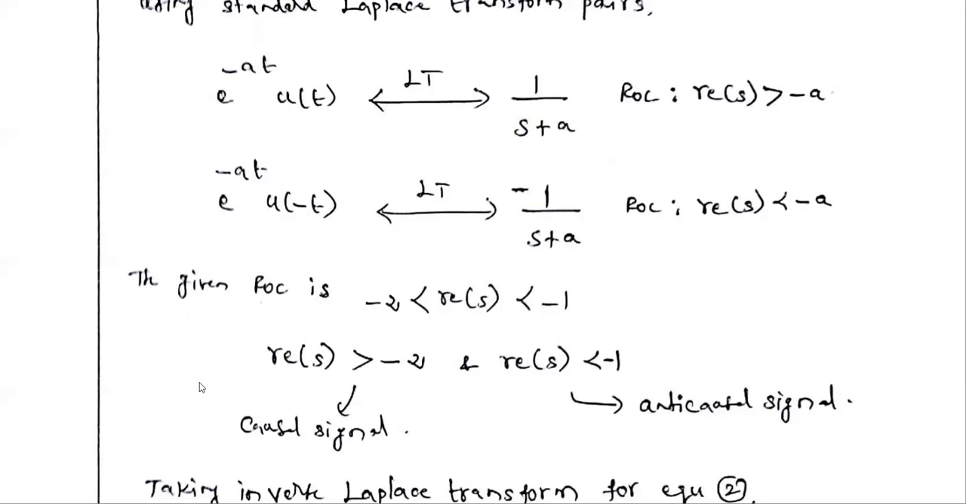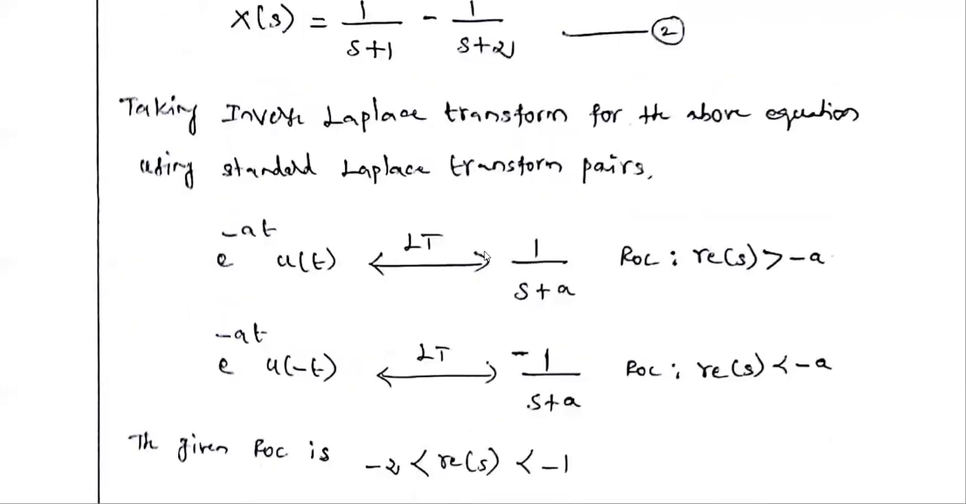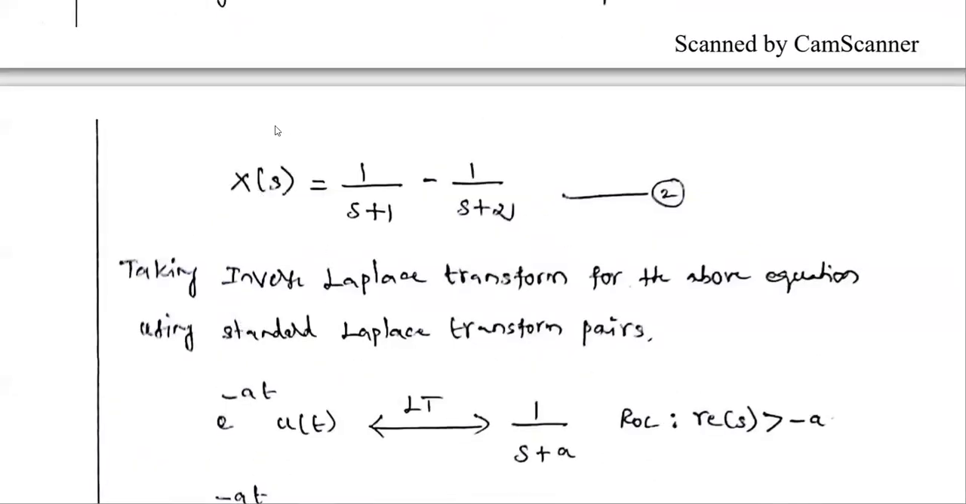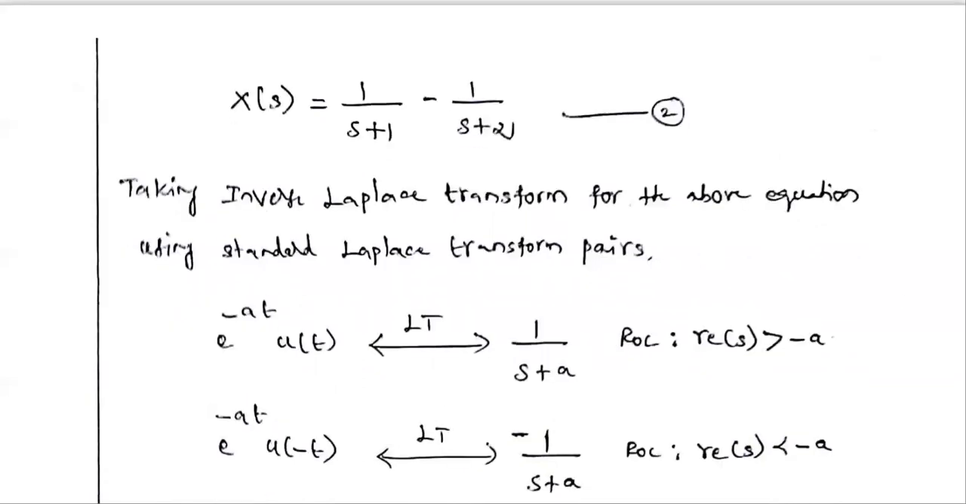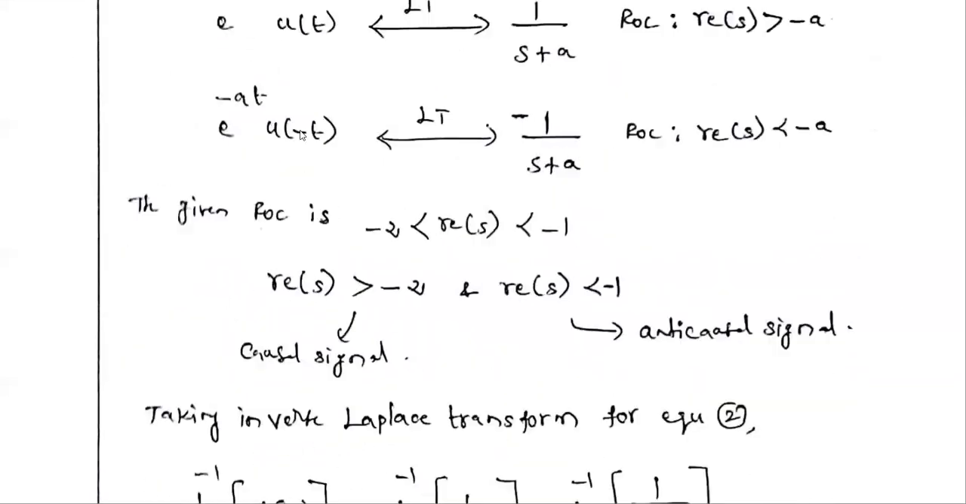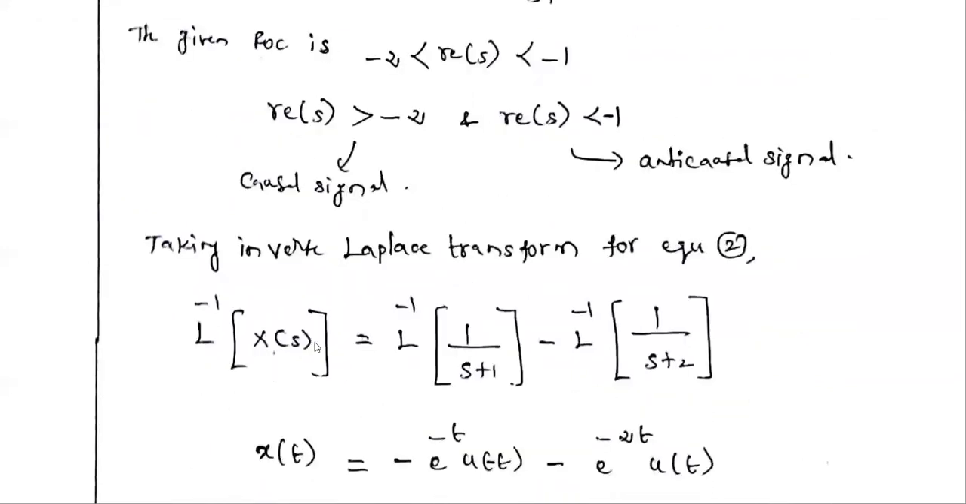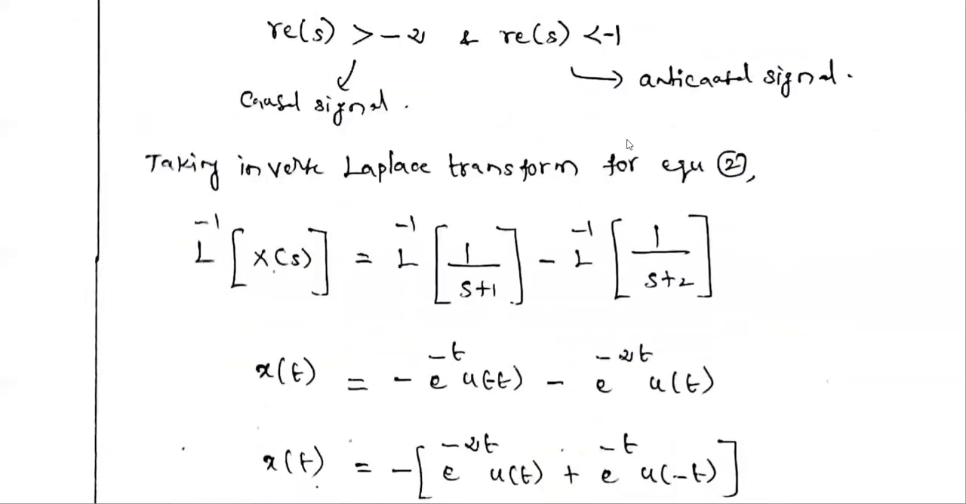In order to solve this, we have to take the inverse Laplace transform of the above equation. If you take the inverse Laplace transform of X of s, you get the time domain signal x of t. So taking the inverse Laplace transform of equation number 2, we get L inverse of X of s equal to L inverse of 1 by s plus 1 minus L inverse of 1 by s plus 2.